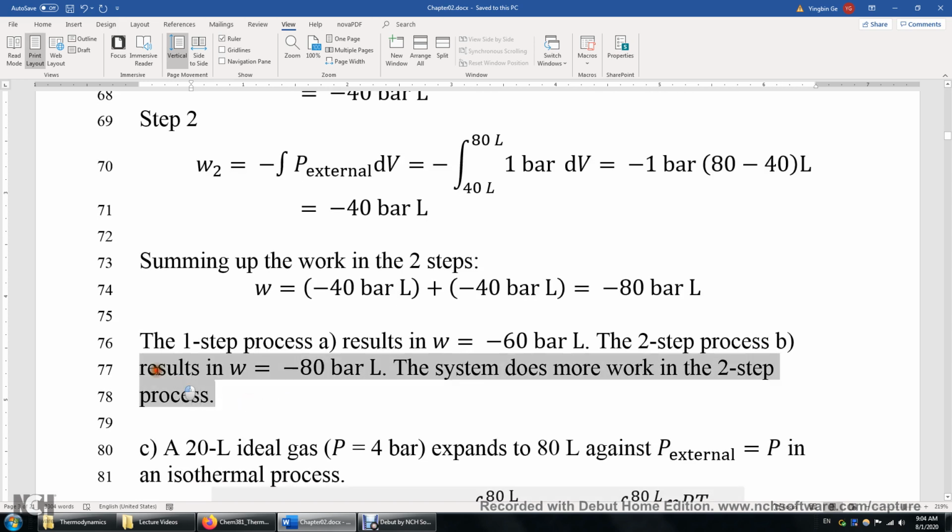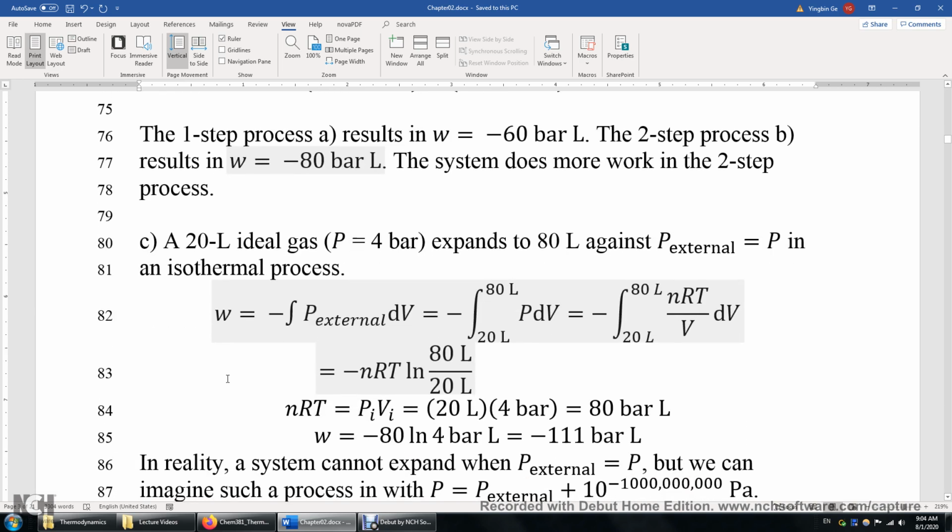So now let's compare the 1-step process and the 2-step process. In the 1-step process, the system does 60 bar liters of work to the surroundings. In the 2-step process, work is negative 80. So they're different. Again, work does depend on the process. To compute the work, you need to know what the process is like. Is that a 1-step or 2-step? What's the value of P external? And if P external is a function of volume, what's the form of that function?